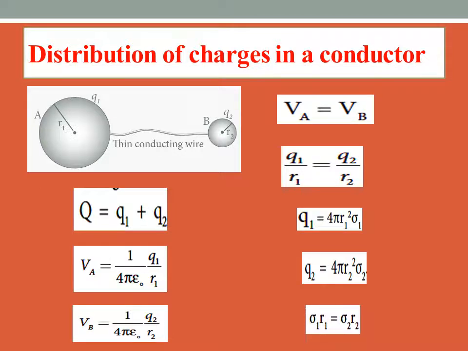Again, substituting the values of Q1 and Q2 in the previous equation, and cancelling the like terms, we get sigma 1 R1 is equal to sigma 2 R2, or we can conclude that sigma R is a constant. Thus, we can say the surface charge density is inversely proportional to the radius of the sphere, and for smaller radius, the charge density will be larger and vice versa.